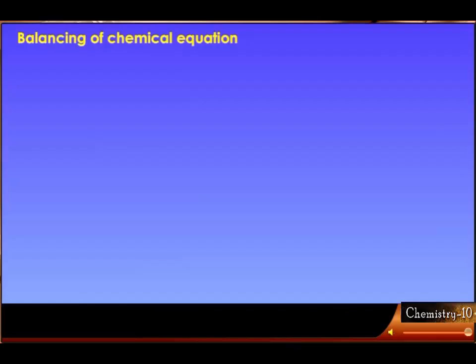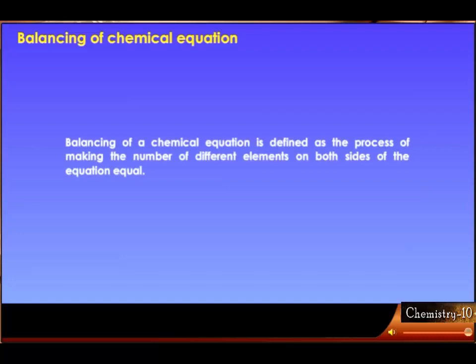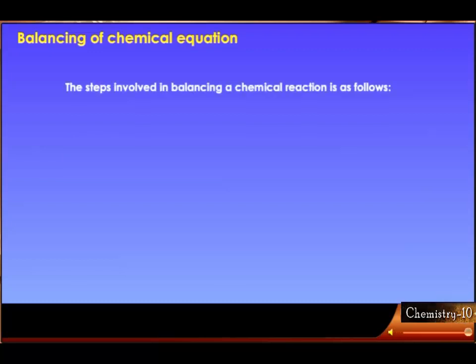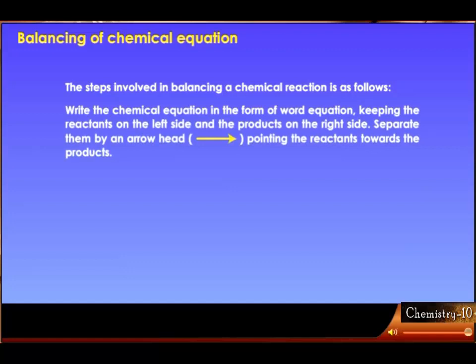Balancing of chemical equation. Balancing of a chemical equation is defined as the process of making the number of atoms of different elements on both sides of the equation equal. The steps involved in balancing a chemical reaction are as follows. Write the chemical equation in the form of a word equation, keeping the reactants on the left side and the products on the right side. Separate them by an arrowhead, pointing from the reactants towards the products.